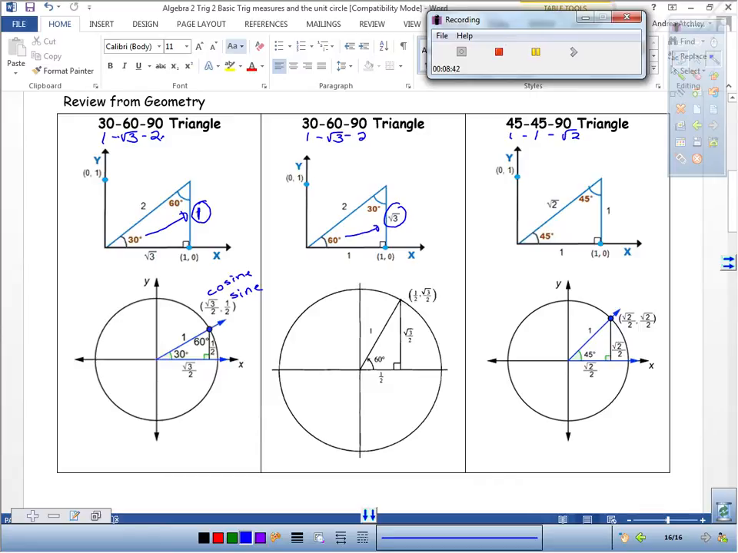So the cosine of 30 degrees, because here's my central angle of 30 degrees, is square root of 3 over 2. And the sine of 30 degrees is 1/2. It's in quadrant 1, so they're both positive. And that's how the unit circle works. Any questions over that?